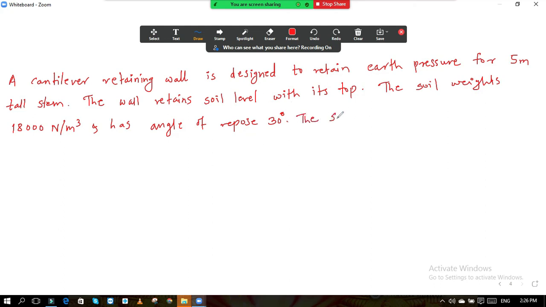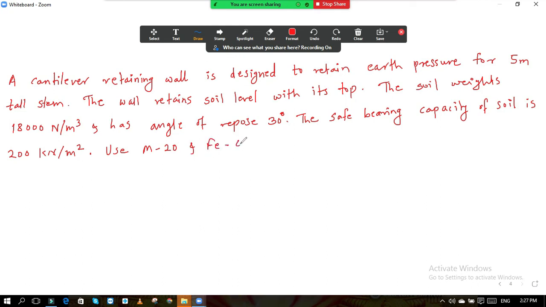The safe bearing capacity of soil is 200 kilonewton per meter square. Use M20 and Fe 415. This is the given problem.